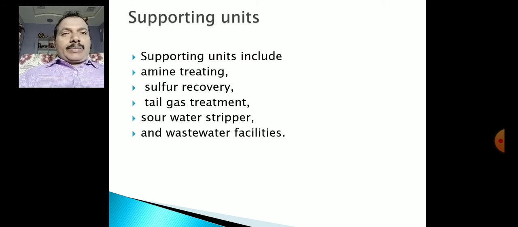And we have the supporting units also. These are the amine treating, sulfur recovery, tail gas treatment, sour water stripper, and wastewater facilities. So these are the supporting units.